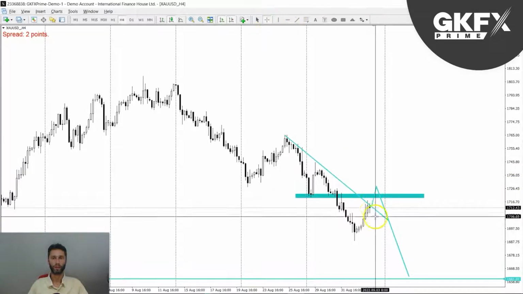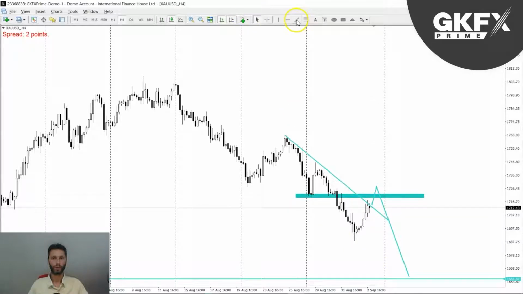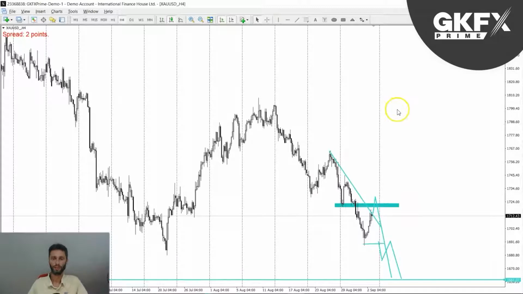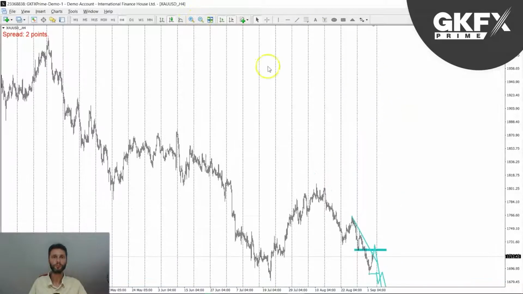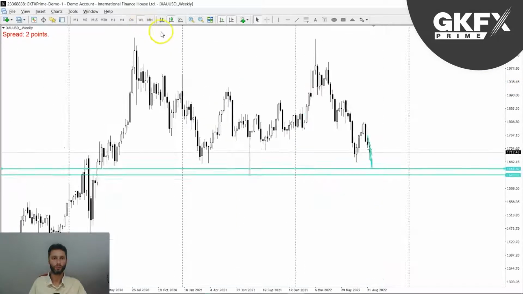We could also have the market come down, break this low right here, and then after that any break, pull back, and then a continuation could also be an idea. So that's the high probability scenario that I'm seeing at the moment on gold. So that's gold here for you.